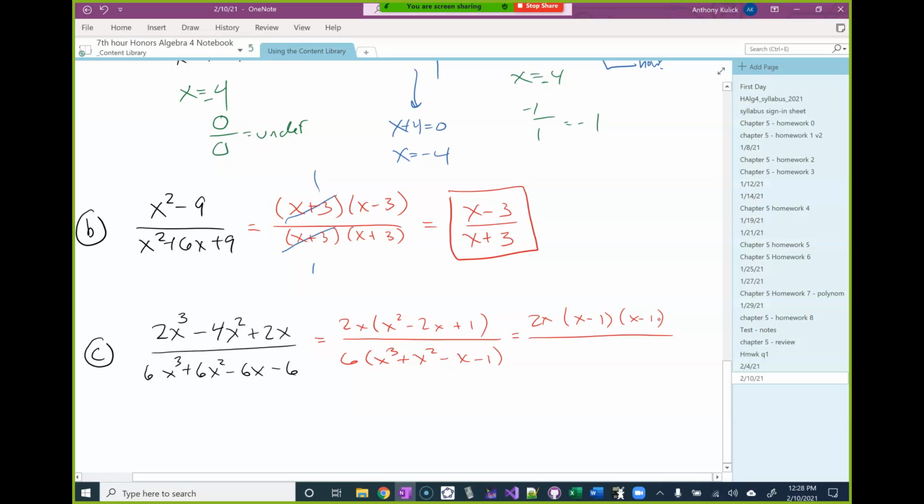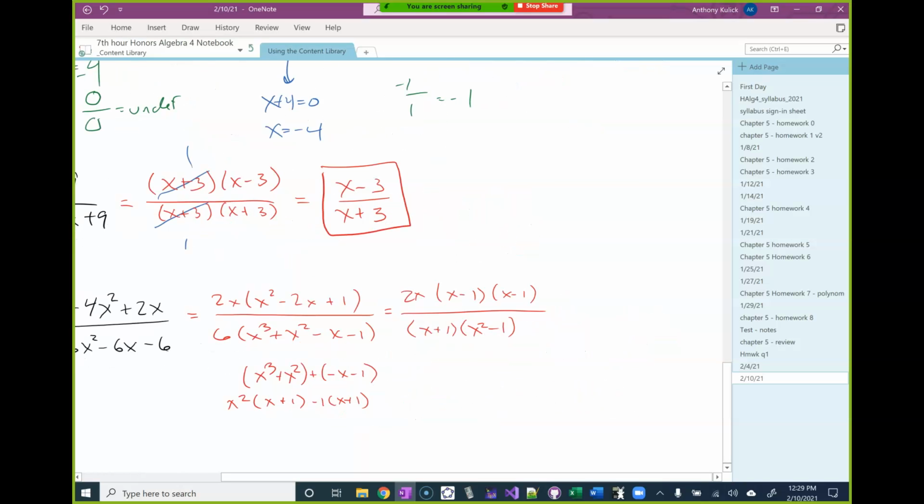How about x cubed plus x squared minus x minus 1? Think back to your factoring tree. How many terms do we have here? 4. How do we factor something with 4 terms? From the first group we can take out an x squared. From the second group we can take out a negative 1. So we have x plus 1 times x squared minus 1. Everybody's okay there?